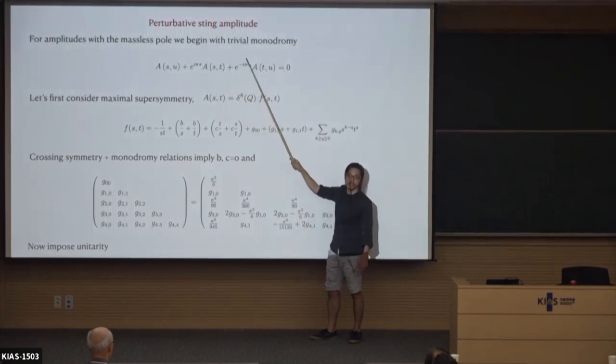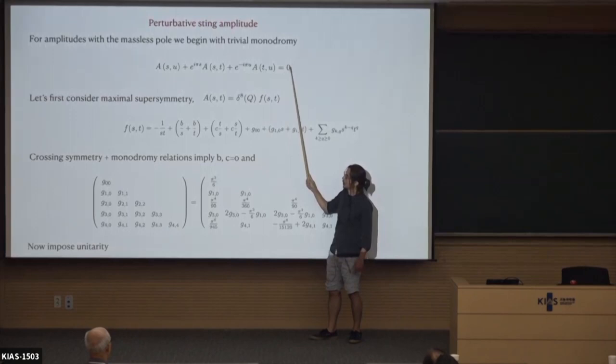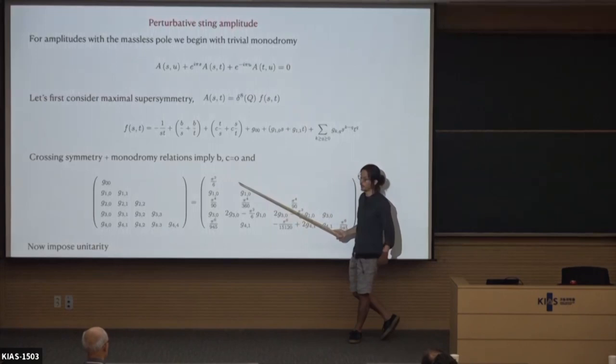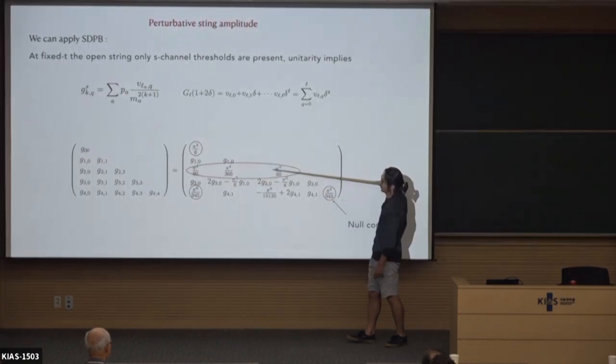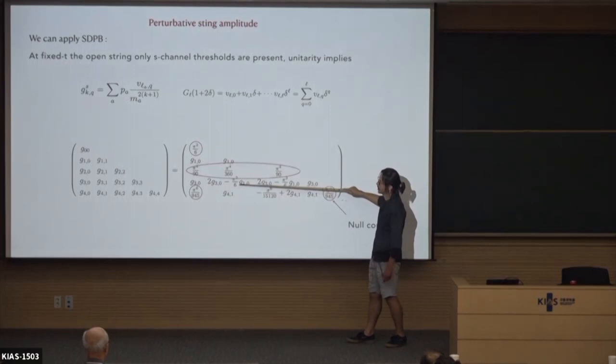Right, so at this point, I only see that it's pi squared over 6. I don't actually see that it's zeta. I don't realize it. But okay, now because these coefficients are fixed, these can be what I call the new null, the monodromy null constraints. And now I look for these coefficients that are consistent with unitarity.